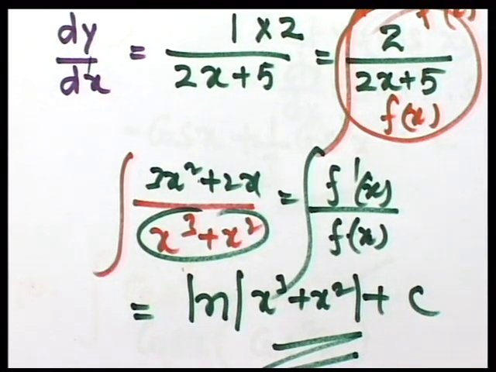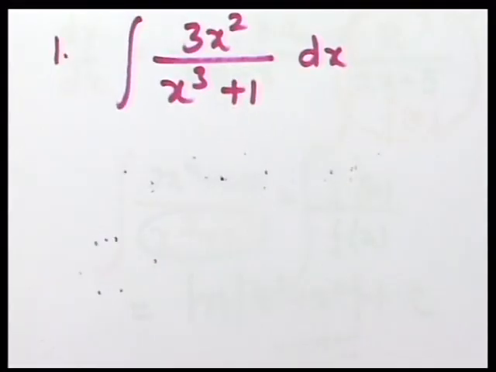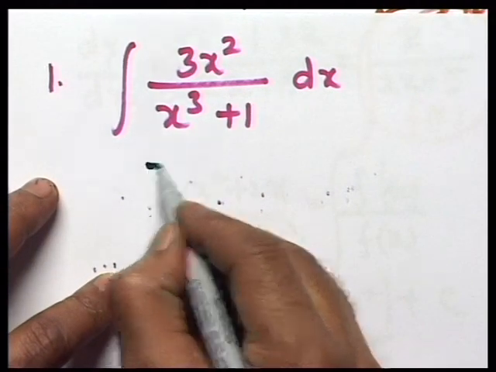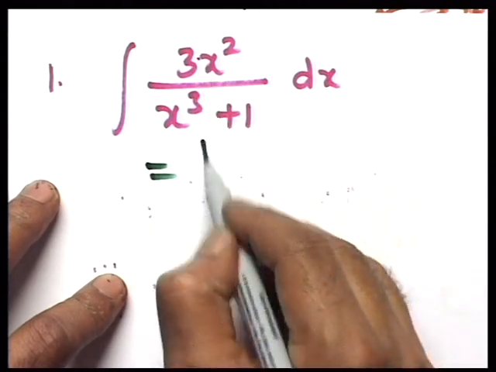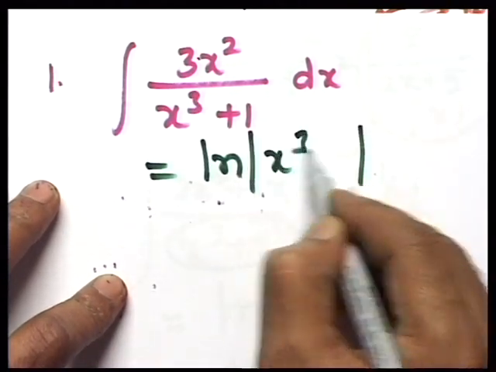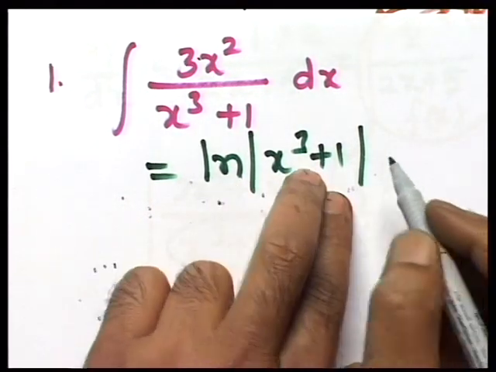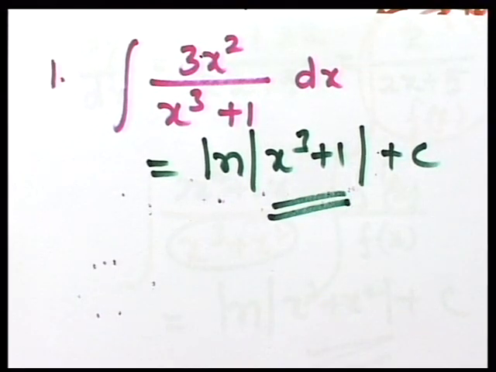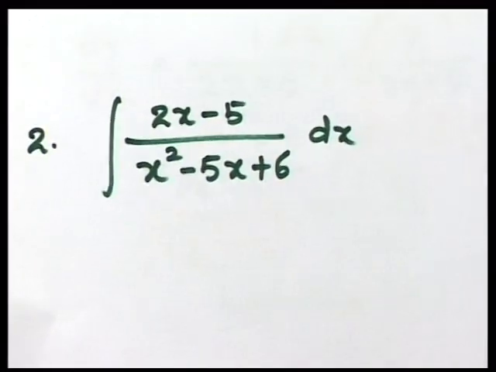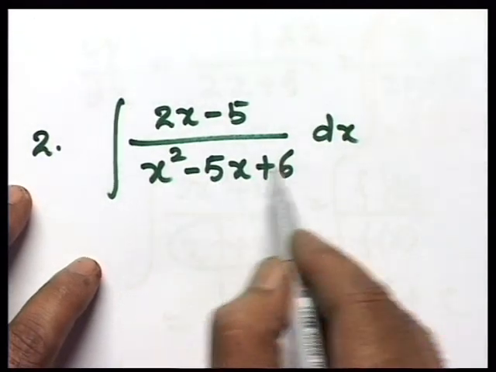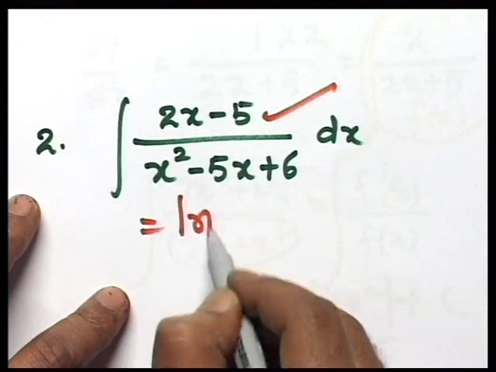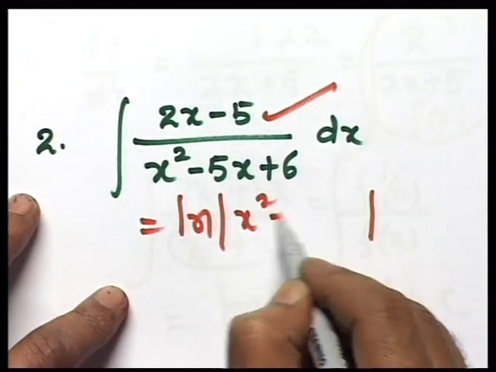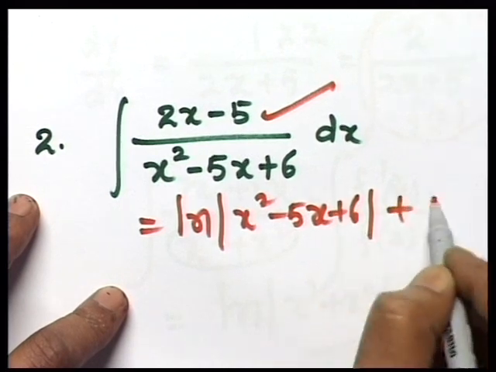I'll give you a few sums to do. You can just tell the answer by looking at the question. The first one. Got it? Differentiate the denominator, which is 3x square. So the answer is ln of x cube plus 1, please watch, that's natural log of function x, plus c. Done. Okay, this one, happy? Differentiate this. Let's see, 2x minus 5, of course, yes. So the answer is now natural log of the denominator inside the modulus, please, plus 6 there, plus c.